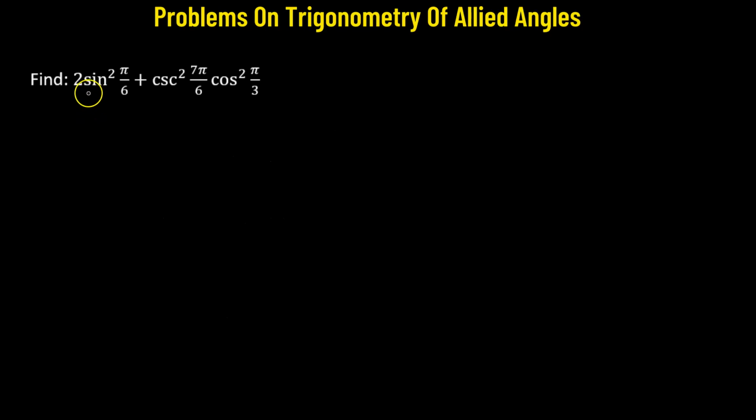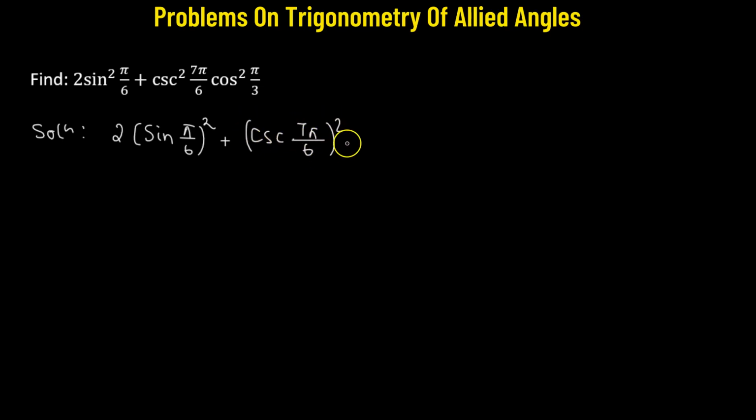So we have to find out the value of 2 times sine squared pi over 6 plus cosecant squared 7 pi over 6 multiplied by cosine squared pi over 3. Let us begin. First, we are going to rewrite the given expression as 2 times sine pi over 6, and then we're going to square it, added to cosecant of 7 pi over 6 whole squared multiplied by cosine of pi over 3 whole squared.